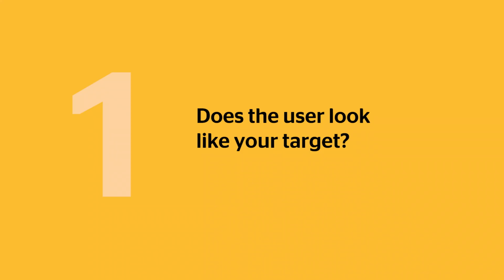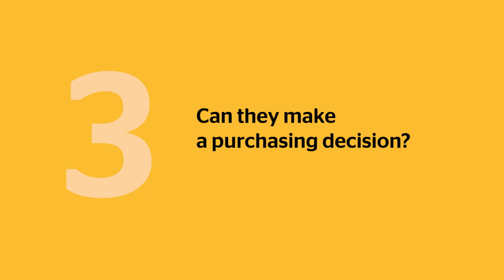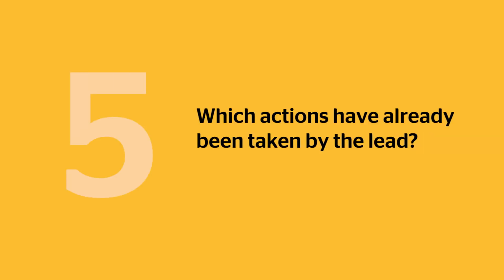So let's see what type of campaigns, what type of messages can help you understand whether the lead is qualified enough or not. For example, you would like to know if the user looks like your target audience. Will their problem be solved after buying from you? Can they make a purchasing decision? What can help or discourage a customer from buying? And finally, that is not a question, but actually a question to your CRM with this segmentation. So the question is, which actions have already been taken by the lead?